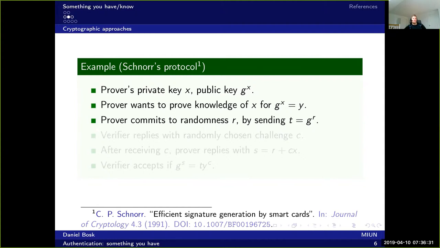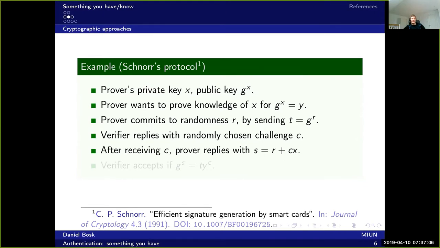Now, the prover can do this by committing to some randomness r, and the way the prover commits is to compute g to the power of r, which we'll denote as t, and then sends that to the verifier. So the verifier does not know r at all, but the prover cannot change this r later. The verifier simply replies with a randomly chosen challenge c, and after the prover receives c, the prover can compute this value s, which is the random value plus c times x, r + c·x.